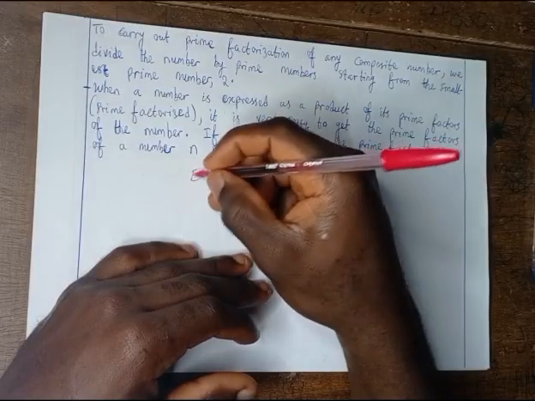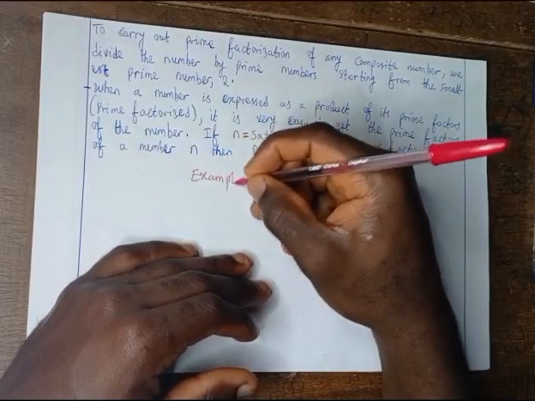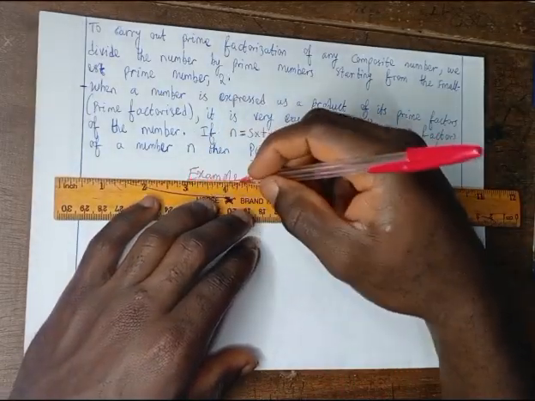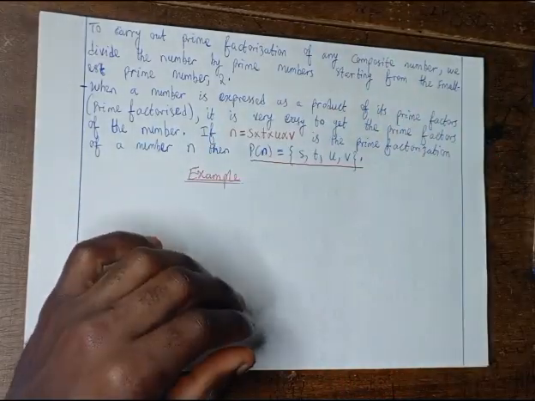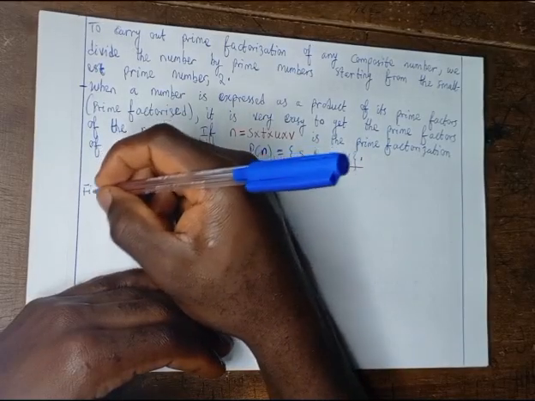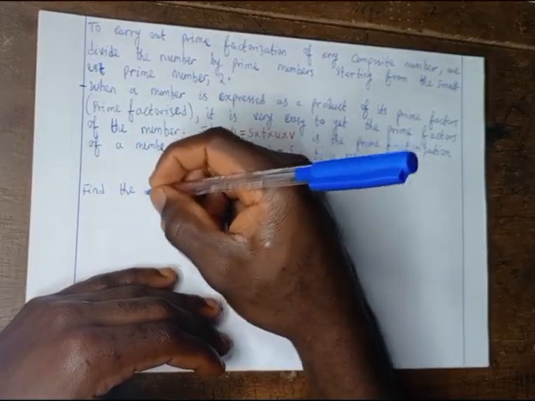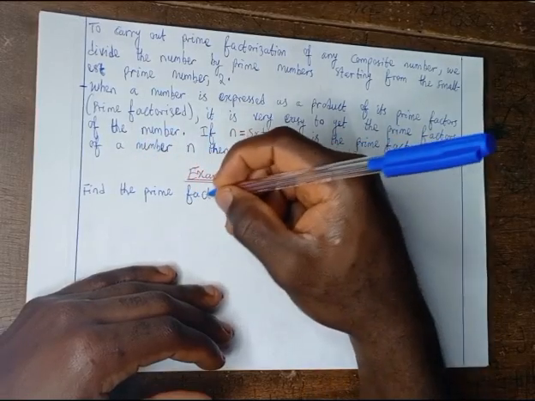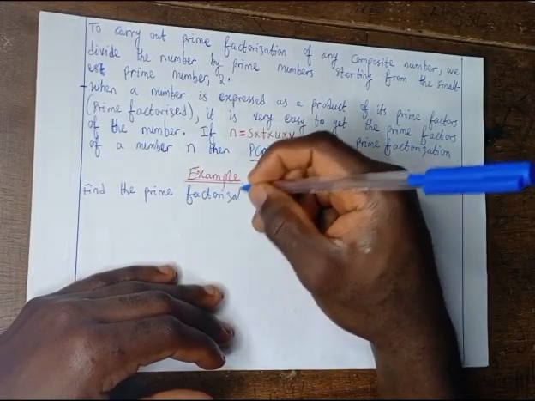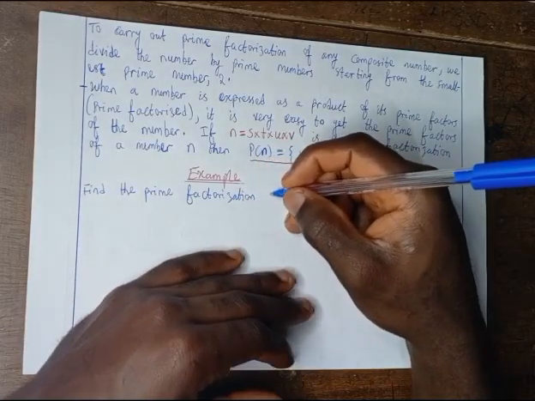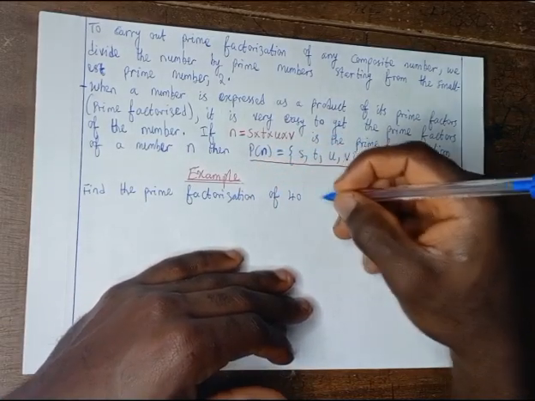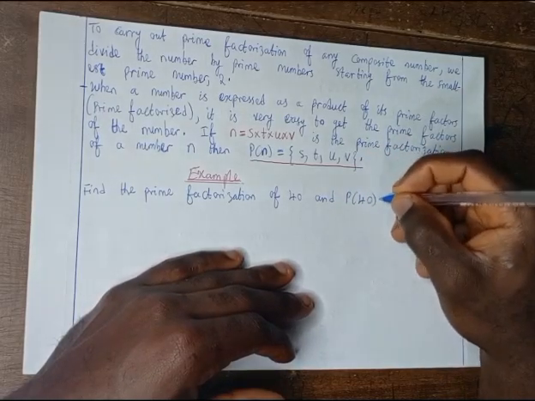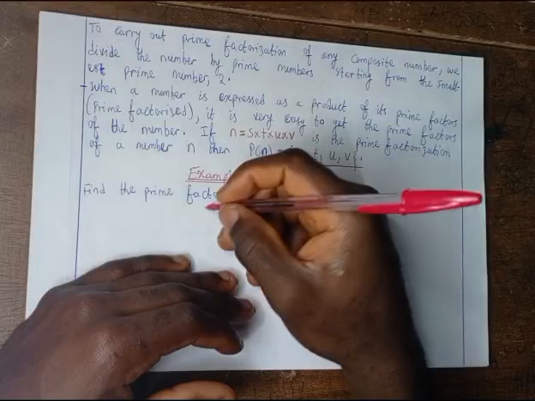Let's take an example, so you'll see how we can apply this. Find the prime factorization of 40 and the prime factors of 40. We're going to take down the solution.